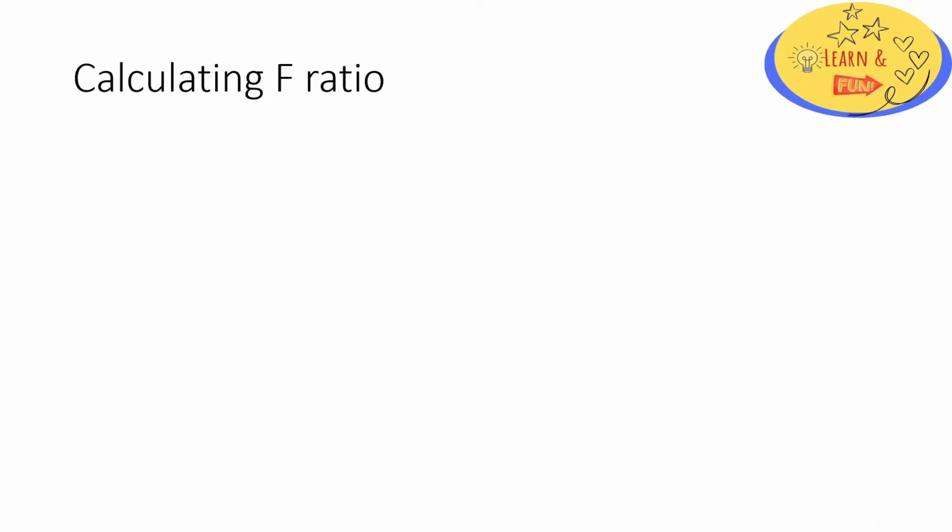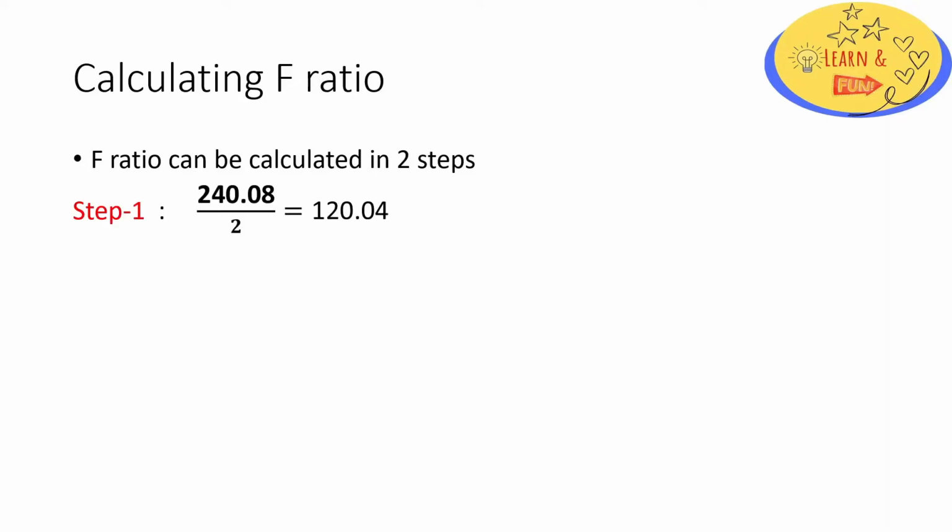Now coming to this important step of calculating the F ratio. I have already mentioned that the F ratio can be calculated in 2 steps. Step 1 is about the numerator. In the numerator, what you take is the between variations, SSB, which we have already calculated as 240.08. That is divided by the degree of freedom of the numerator, which is 3 groups minus 1, which is equal to 2. So the value is 120.04.